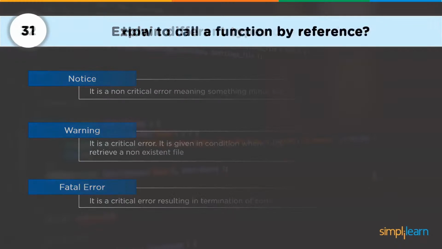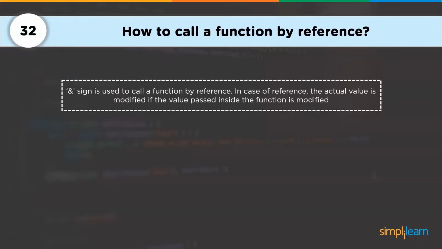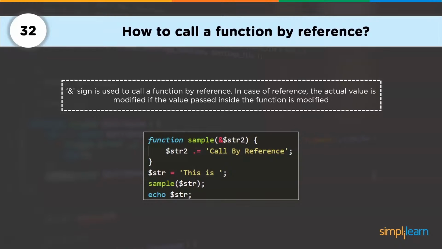Next question, how to call a function by reference. The ampersand sign is used to call a function by reference. In case of reference, the actual value is modified if the value passed inside the function is modified, while in case of value, the original value does not change.